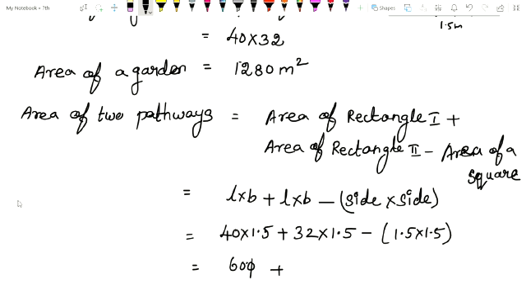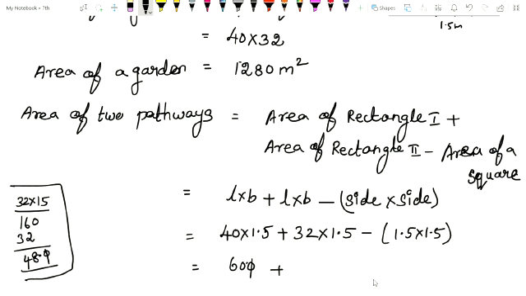I will do the calculation here. 32 into 15, except the decimal, you first multiply. 5 2s are 10, 0 remaining 1. 5 3s are 15, 15 plus 1, 16. 1 2s are 2, 1 3s are 3, so 480. Here one decimal is there. So what you will get, children? 48, minus 1.5 into 1.5. What you will get? 2.25.